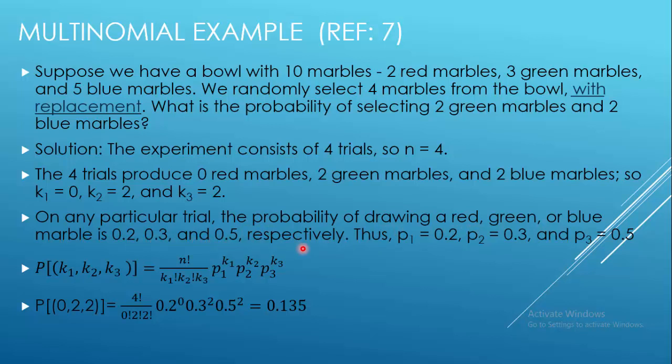So how did we get these probabilities? We know that we have 10 marbles, so 2 divided by 10 is equal to 0.2, 3 divided by 10 is equal to 0.3, and 5 divided by 10 is equal to 0.5. So we simply plug in these values in this equation and we get 0.135.